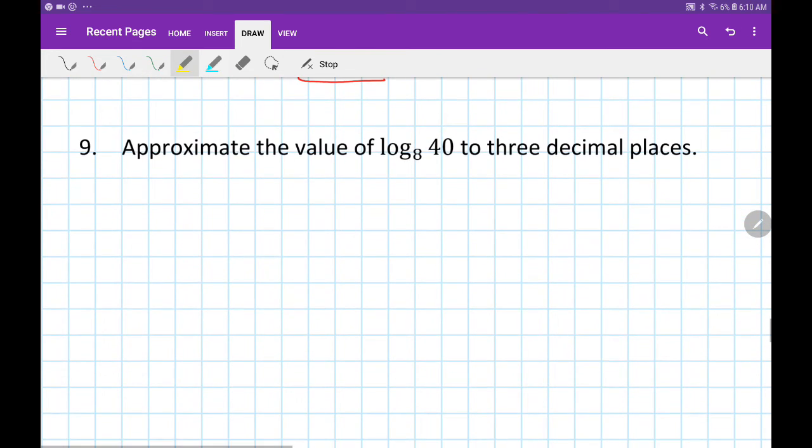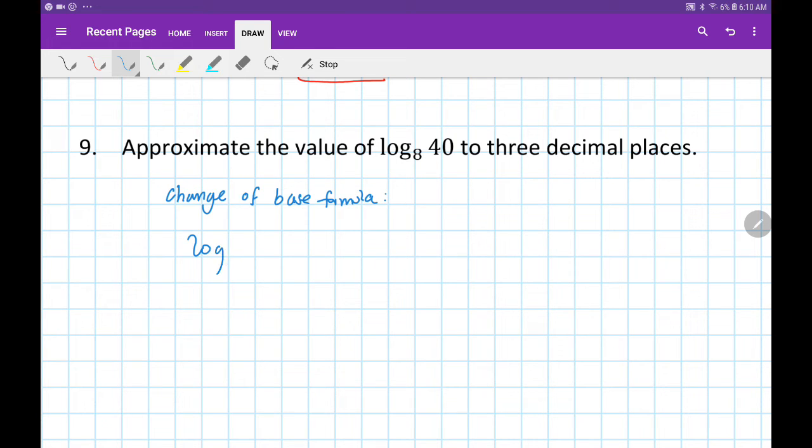Okay, number 9. Approximate the value of log base 8 of 40 to 3 decimal places. So for this problem, you have to remember a formula that we learned. I believe it was from 6.8, called the change of base formula.